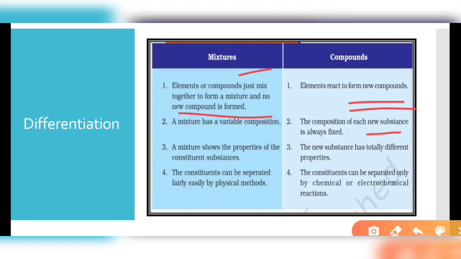In a mixture, the constituent substances keep their specific properties. Like in lemonade, if you drink it, you will feel the sugar taste, you will feel the salt taste, you will feel the lemon taste. But in a compound, a totally different product is formed with completely different properties. The constituents of mixtures can be separated by physical methods, but in compounds, we need an electrochemical or a chemical method to separate them out.